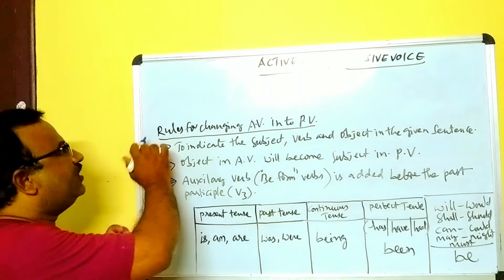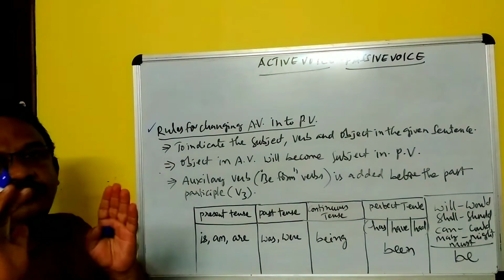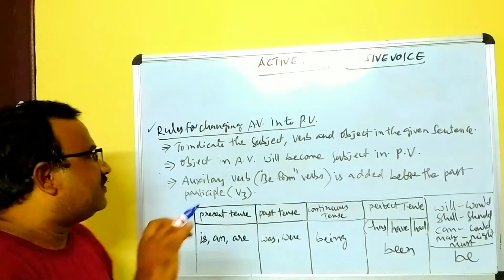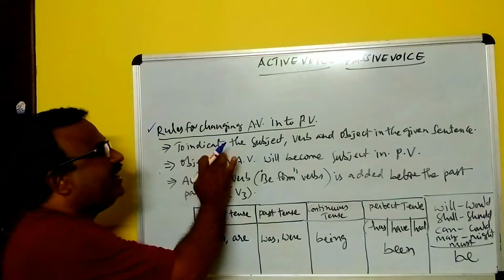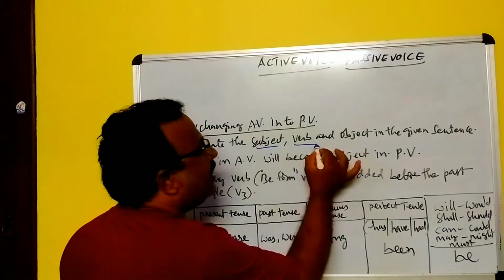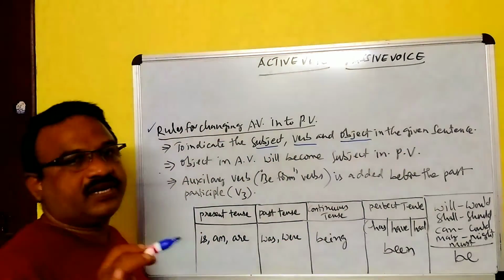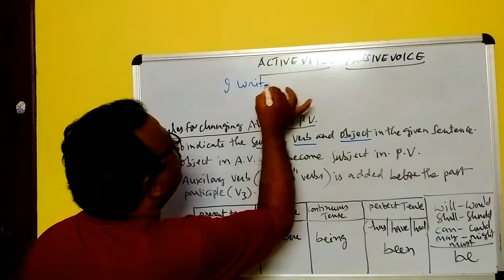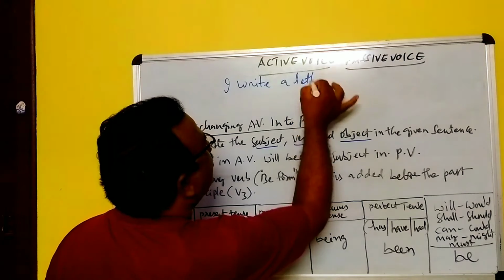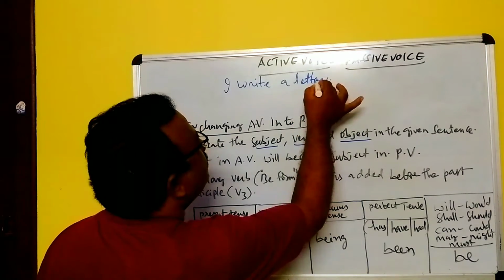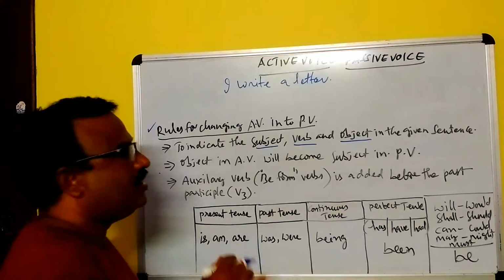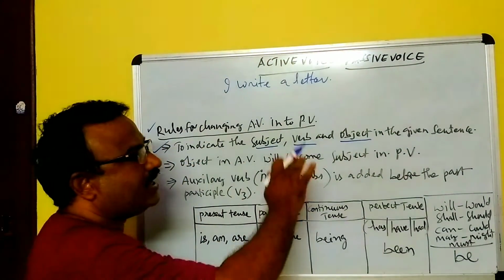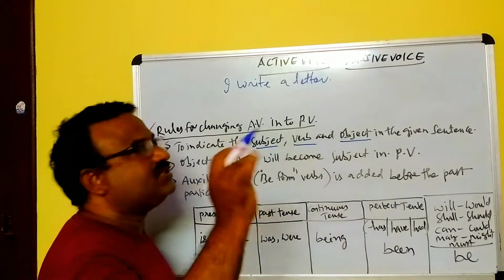Now, rules for changing active voice into passive voice. There are some rules for changing active voice into passive voice. See, the first one, to indicate the subject, verb and object in the given sentence. Take for example, I write a letter. Here the first rule is to indicate the subject, verb and object in the given sentence.